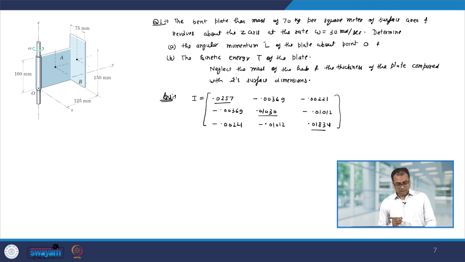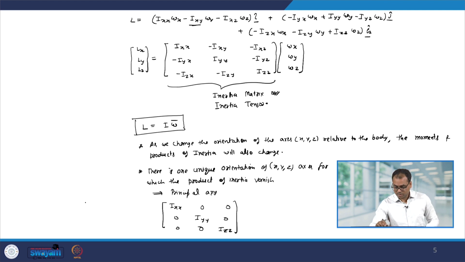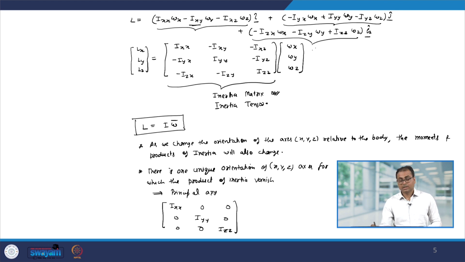Now, in this question it is given that omega z, the angular velocity about the z axis, is 30 radian per second, and there is no rotation about the x and y axis. Therefore, omega x and omega y will be 0. Now, the angular momentum about the x, y and z axis we have already found out. This is the angular momentum about the x axis, this one about the y axis, and this one about the z axis.